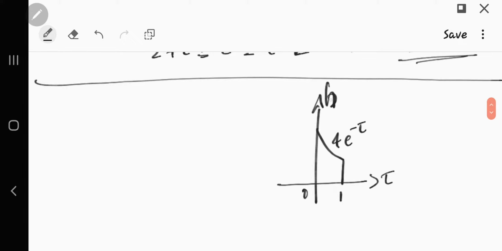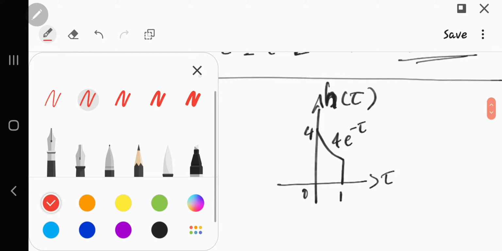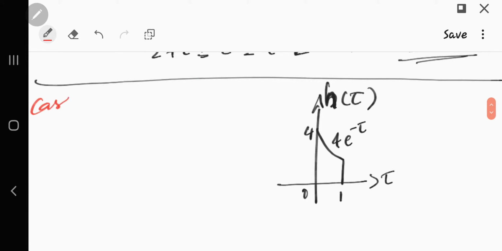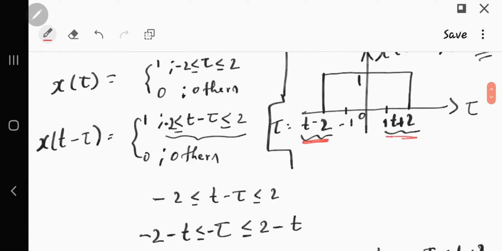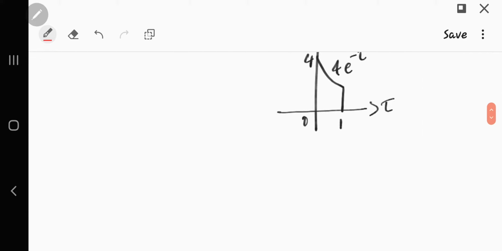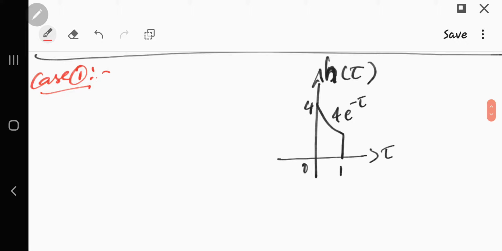So this is my h of tau. Now come to this signal, the shifting one. I will take this as case 1. Now observe this, the signal is varying from t minus 2 to t plus 2. Now I want to keep this t plus 2, that is the first case where there is no overlapping.